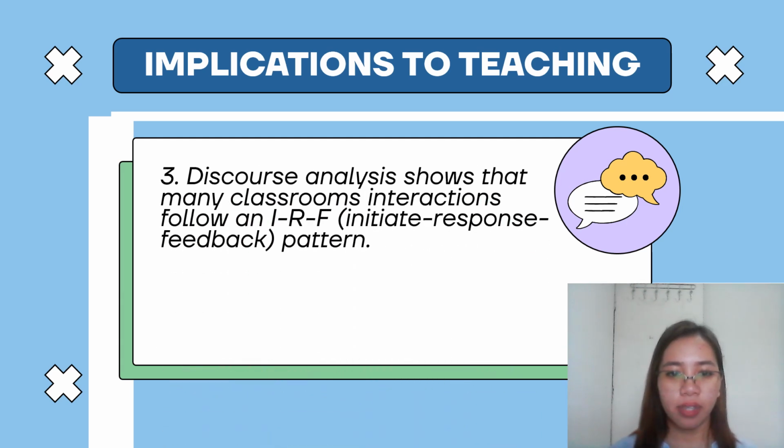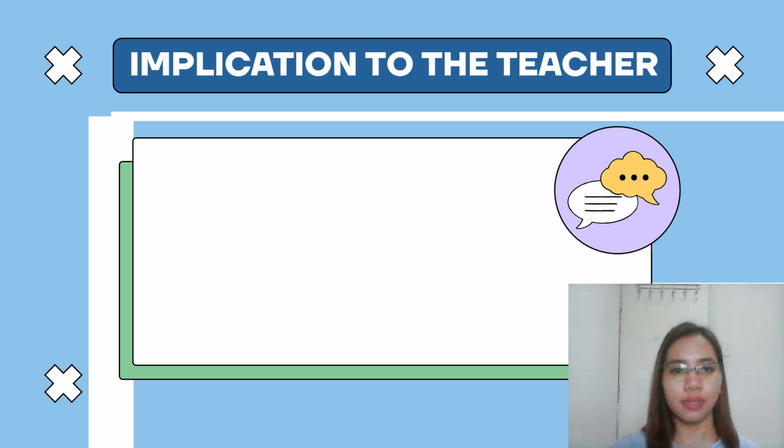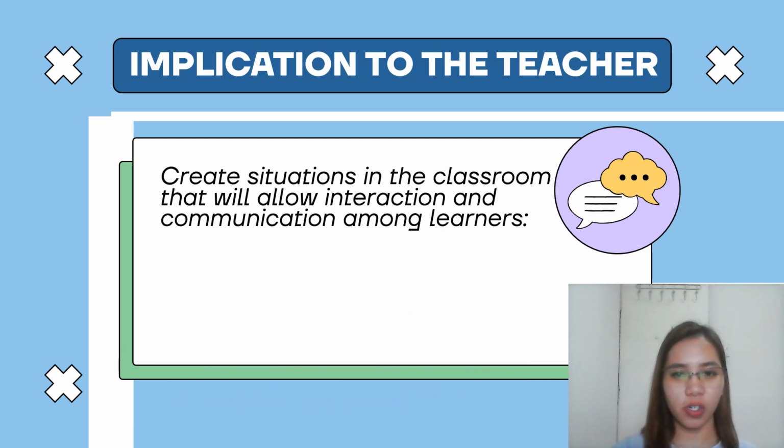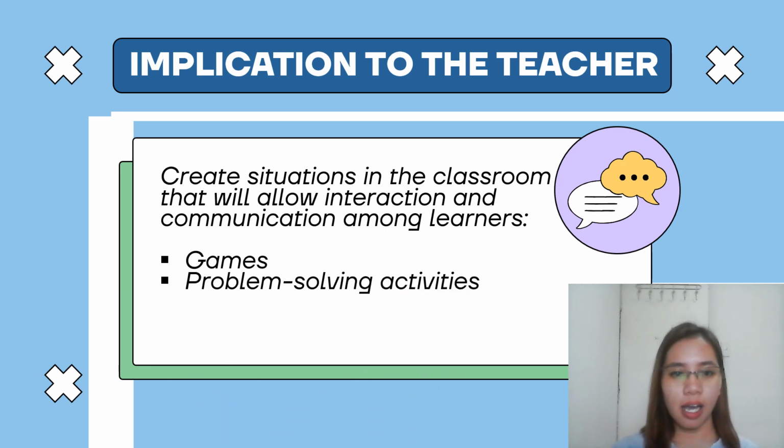Next is discourse analysis shows that many classroom interactions follow an IRF, the initiate-response-feedback pattern, which restricts the opportunity to negotiate meaning. Moreover, the implication to the teacher is the teacher will now create situations in the classroom that will allow interaction and communication among learners. And this could be possible through games, problem solving activities, and role playing.